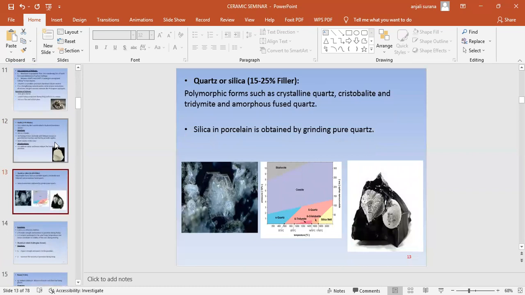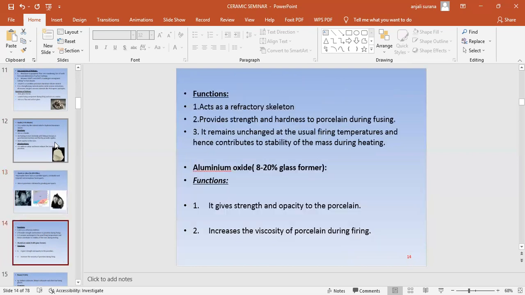Next, quartz or silica. These have polymorphic forms such as crystalline quartz, cristobalite, and tridymite, and amorphous fused quartz. Silica in porcelain is obtained by grinding pure quartz. Functions: it acts as a refractory skeleton. It provides strength and hardness to porcelain during fusing. It remains unchanged at the usual firing temperatures and hence contributes to the stability of the mass during heating.